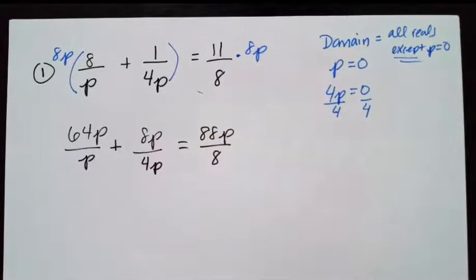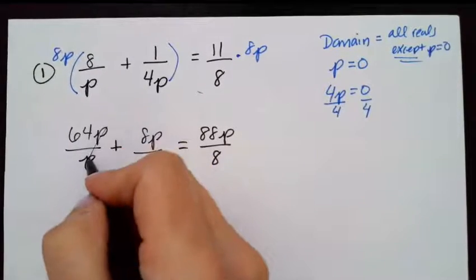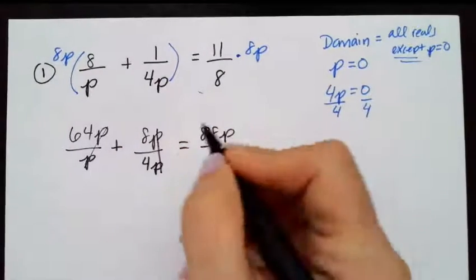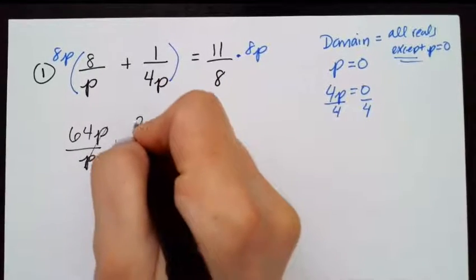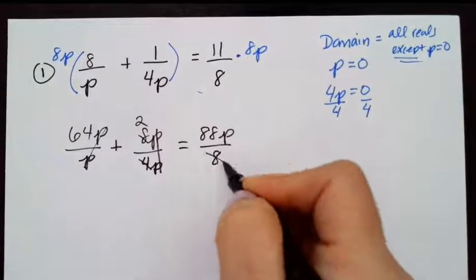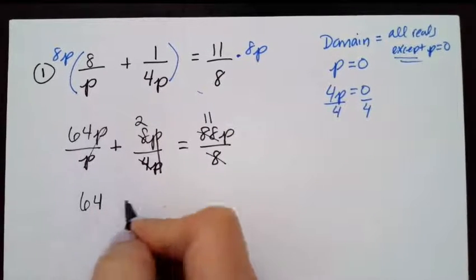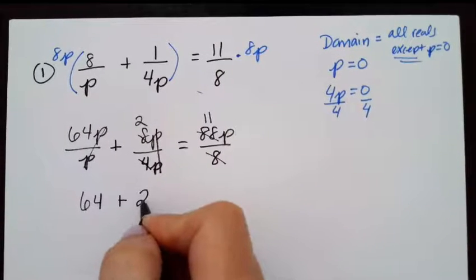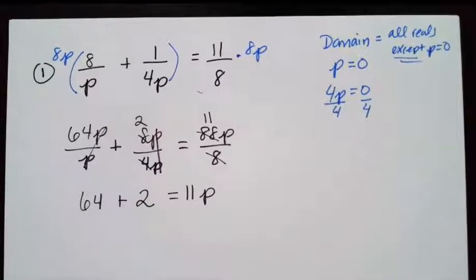Again, if you can simplify as you're writing that down, that's fine. It'll save you a little bit of writing, but if not, simplify it here. The p's are going to cancel. The p's cancel here. 4 goes into 8 2 times. 8 goes into 88 11 times. So my equation is now 64 plus 2 equals 11p.